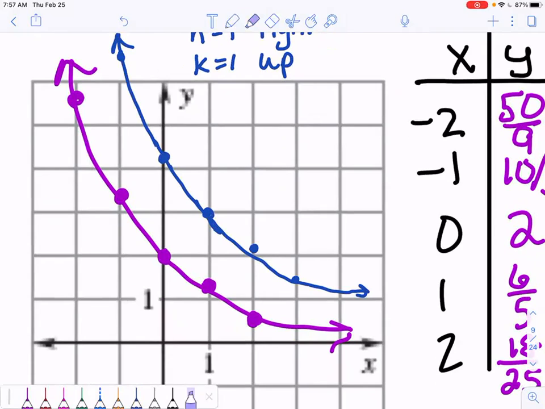The K value is where that asymptote is located. So K is at 1. That means I have an asymptote at 1. That's where my graph should level off. Questions? So yes, I know that mental math, making you think a little bit.